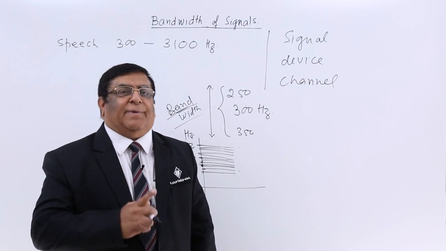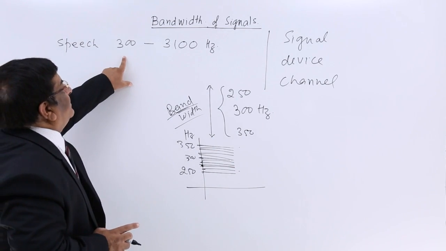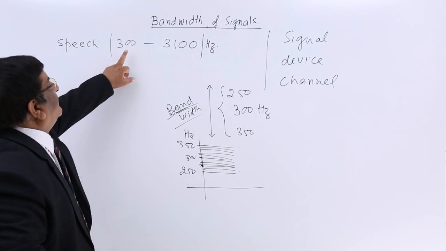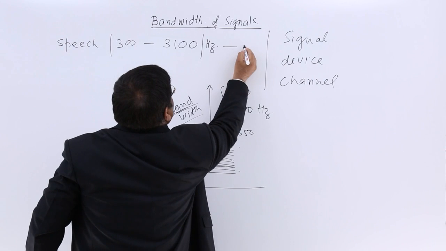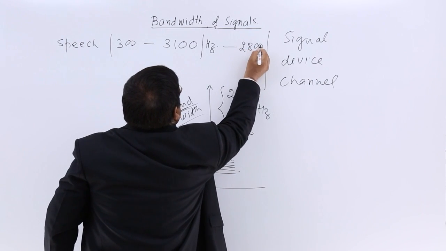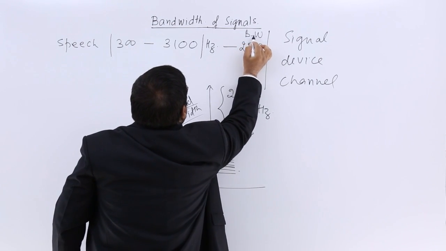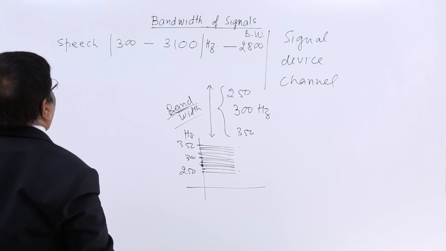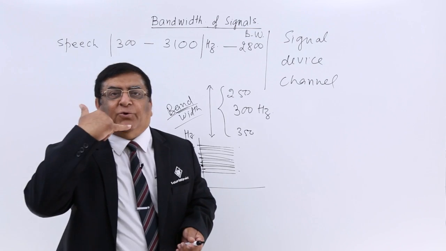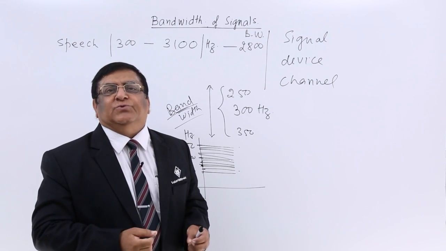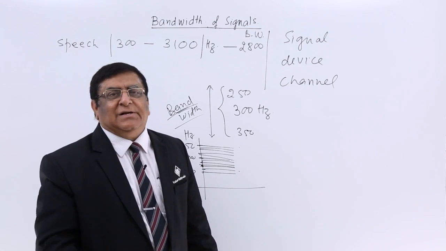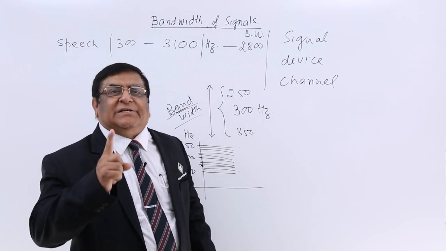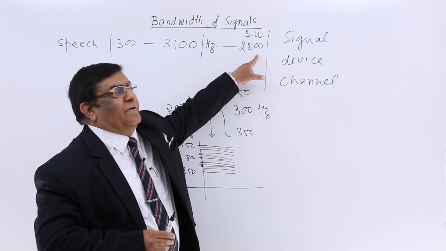Anyway, when we come to bandwidth, for the human voice or the speech, we will get the full information between these two, and this range is 2800. This is the bandwidth of human voice or speech. Then if we have to talk on telephone, the telephone is used for human voice. Therefore, we have to keep our device and channel fit for this much bandwidth.